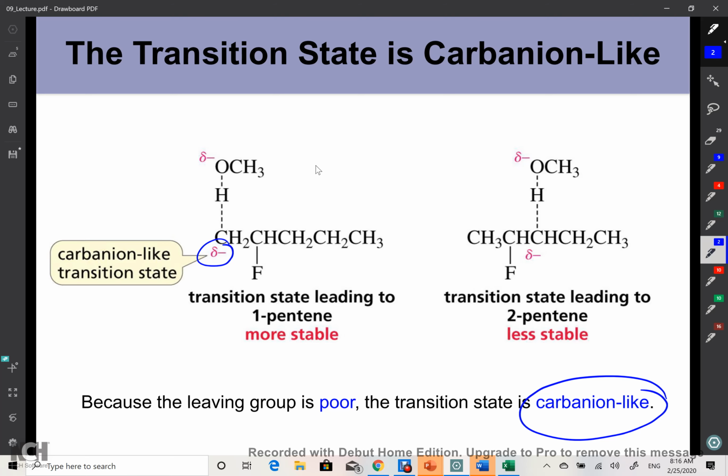And so if you look at these two transition states, the first one goes through a pseudo primary carbanion, and the second transition state goes through a pseudo secondary carbanion. Does that make sense? And so the primary carbanion is more stable than the secondary carbanion. So that's why the fluoride will favor that.